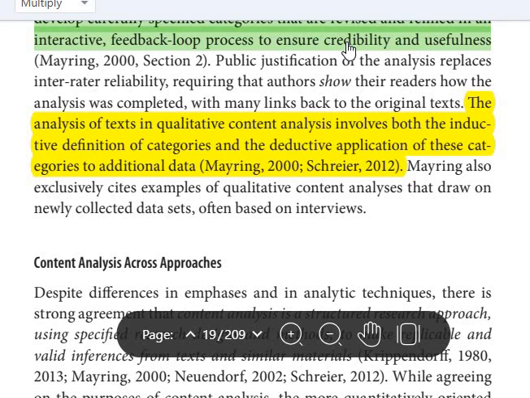Okay? Here, the analysis of text in qualitative content analysis involves both the inductive definition of categories and the deductive application of these categories to additional data. So you don't use the deductive application only, you can use the inductive definition of categories. So both of them are allowed. Okay.